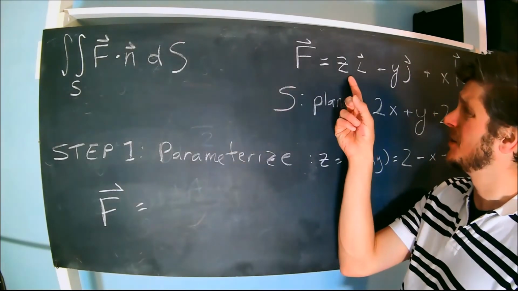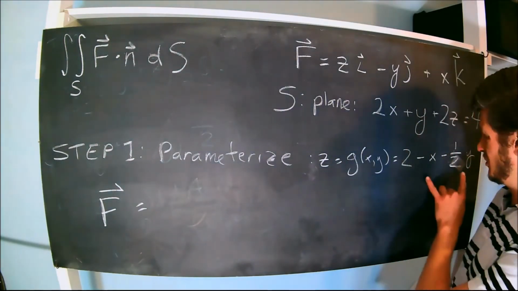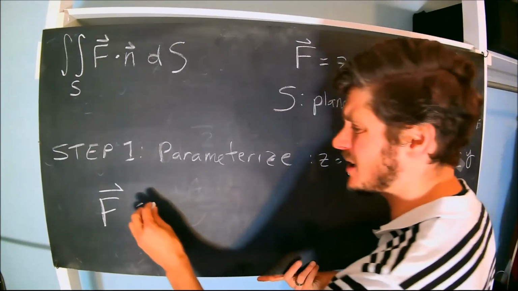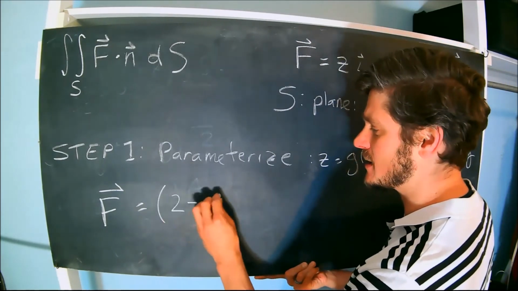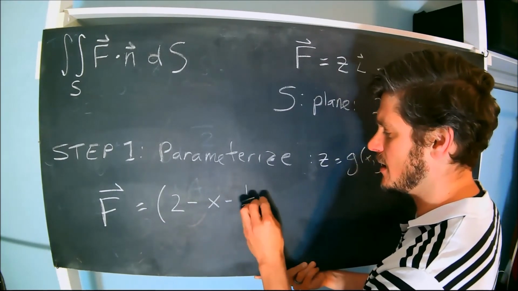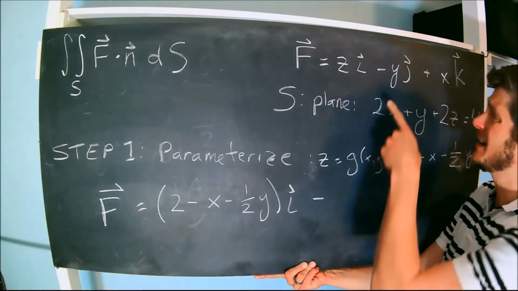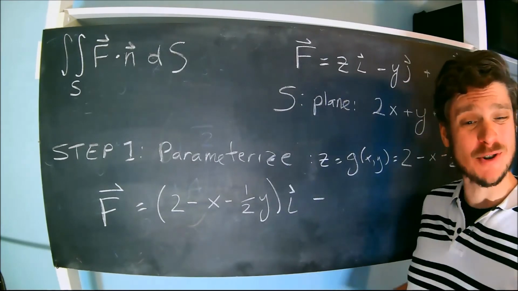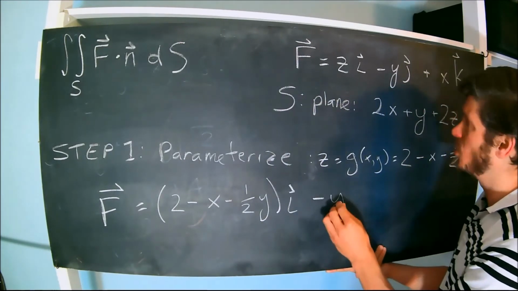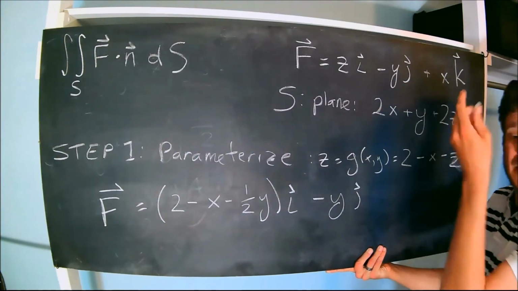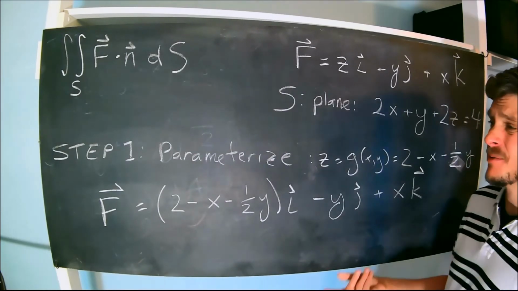So in this case, my vector field's i hat component is z i hat. So I need to substitute, well, what's z? What's this whole thing that I found here? So z is going to be 2 minus x minus 1/2 y. And that's my i hat component. Then minus y j hat. Well, I don't need to parameterize that. That's still in terms of my two variables that I'm going to use, x's and y's. So that's just going to stay y j hat. And then finally, plus x k hat. And again, there are no issues there. And so there's my parameterization.